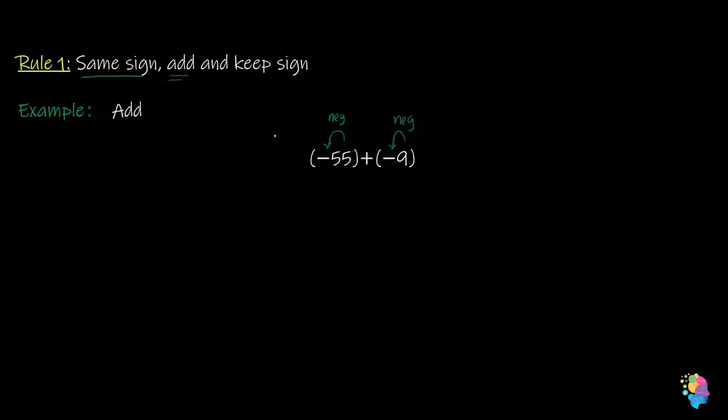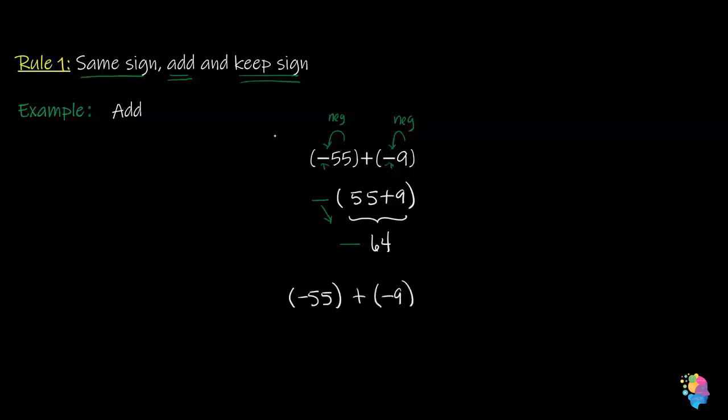That means that we are supposed to add those numbers and we must keep the sign. Well, in this case, the sign that they both have is a negative. So then let's add 55 plus 9, which is going to be 64. And then we can't forget to bring down the sign. So then for us, negative 55 plus negative 9 is going to equal negative 64.